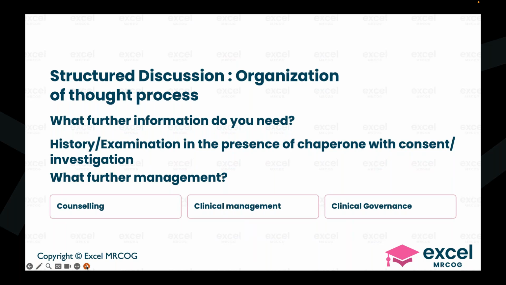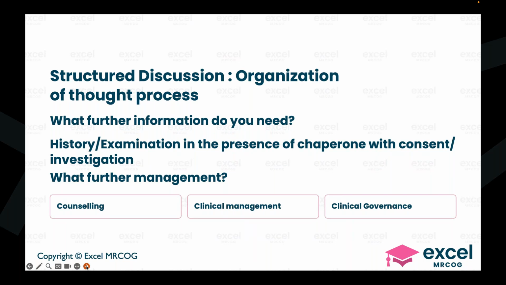But when you see information gathering as one of the domains, that's when you know that in most of the cases, your first question would be, what further information do you need in this case? Isn't it? Most structured discussions start with what further information, particularly when information gathering is there. So when you know that domain is there, you expect this particular question.